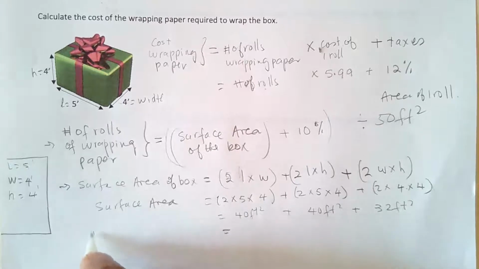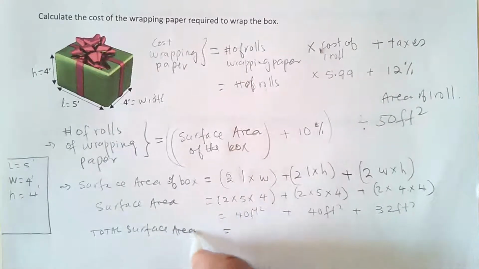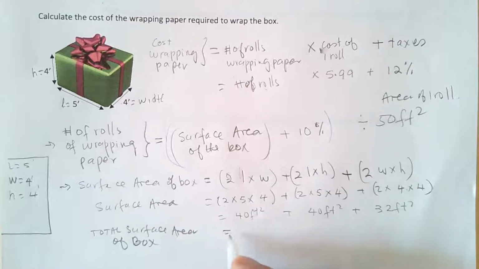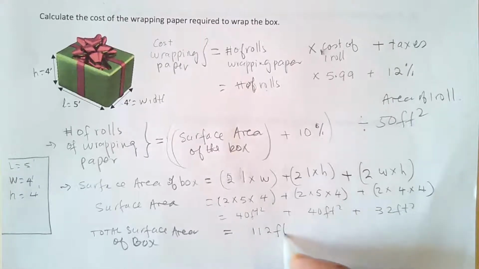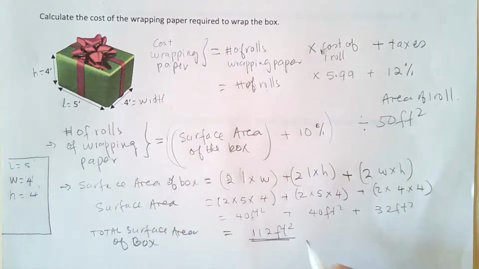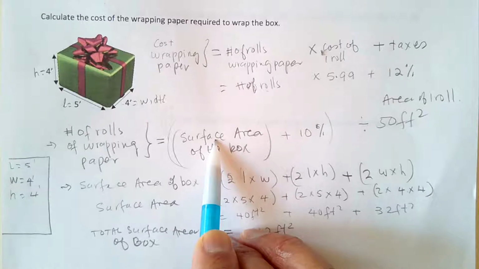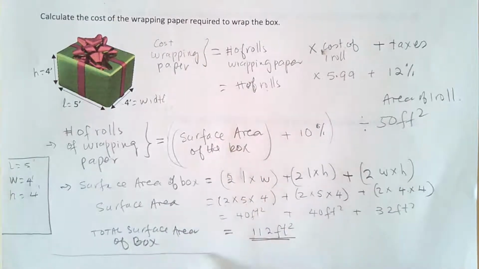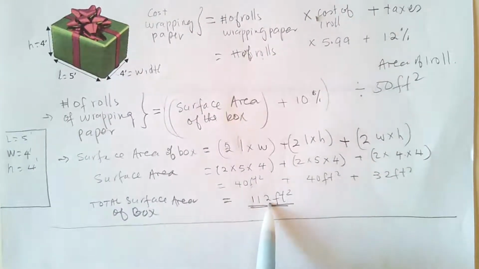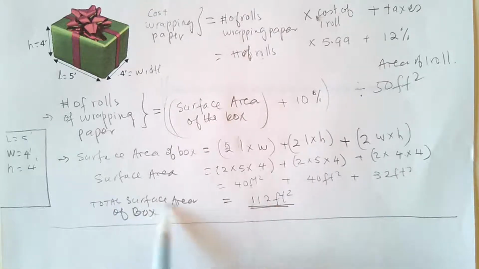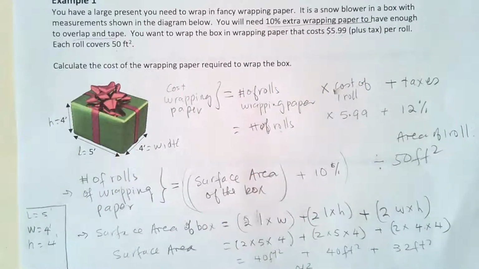So total surface area of the box is equal to 40, 80, and 32 gives me 112 square feet. Now, we've solved the surface area of the box. We need to find out the number of rolls of wrapping paper. But the amount of wrapping paper we need is the total surface area of the box plus 10% of it. We need to add 10% to it.